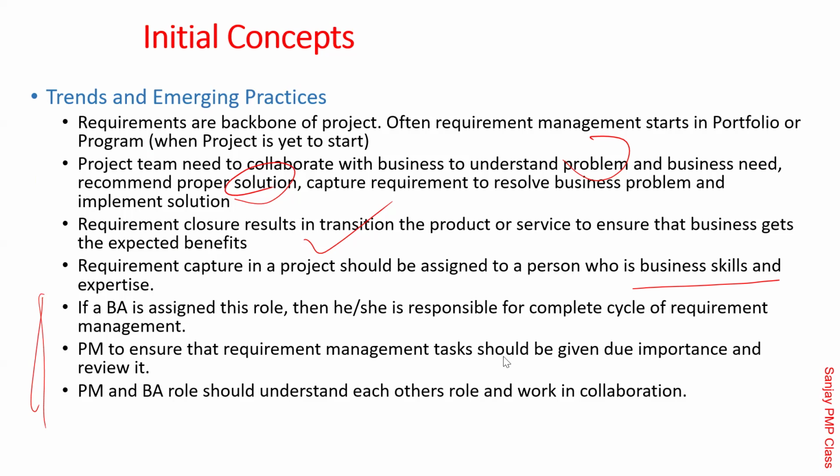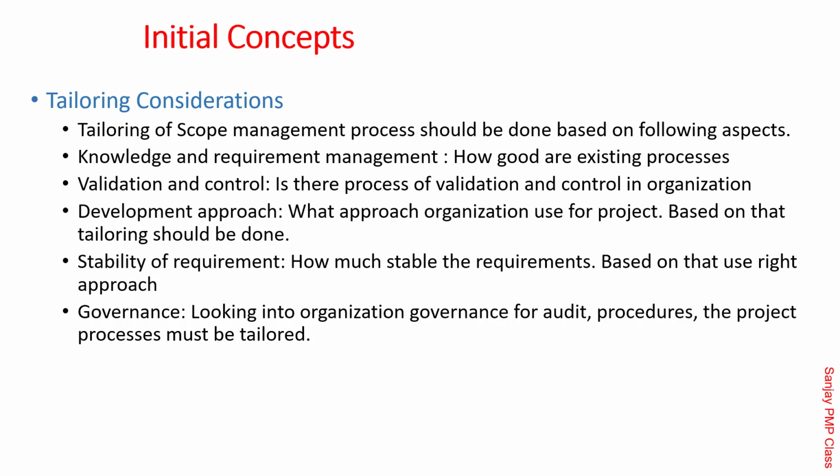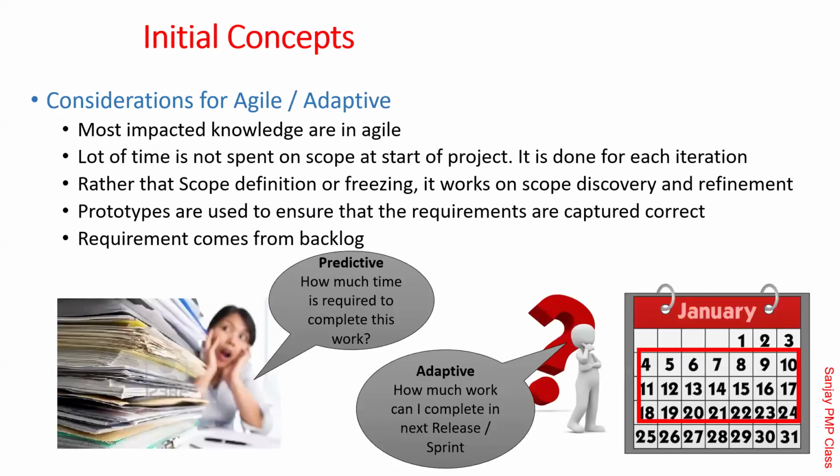Yes, Swati? Yeah. So that's what these 3 bullet points are saying, that you should ensure it, it's a very important phase. Tailoring, you can read it yourself, nothing specific. And in case of agile, scope is the most impacted knowledge area here. In the predictive life cycle, scope is given and time is calculated. And in agile, the timeline is given and scope is calculated.